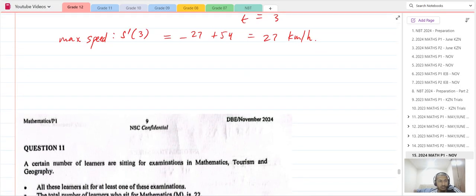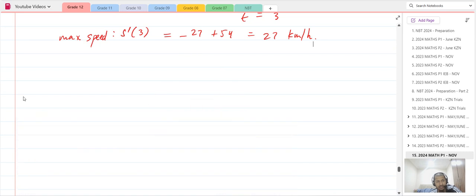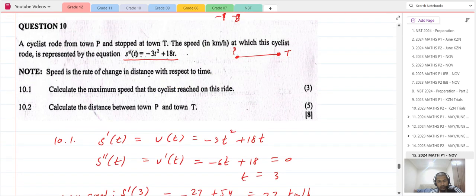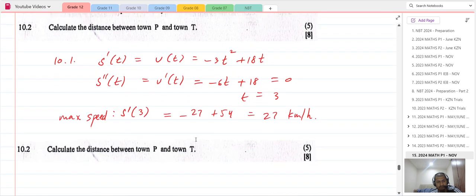So you can understand this better. Right, let's see. So we know the equation is minus 3t squared plus 18t, but that is the speed function. Calculate the distance between town P and town T.